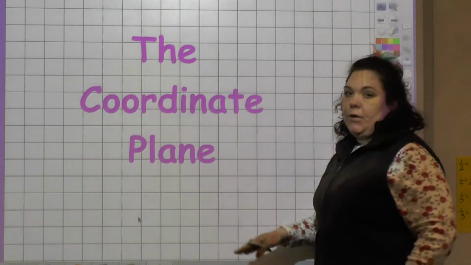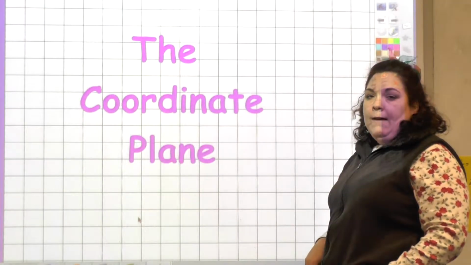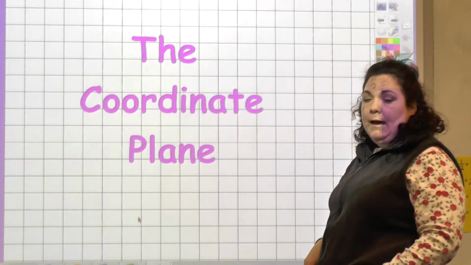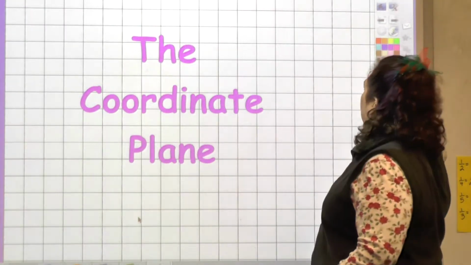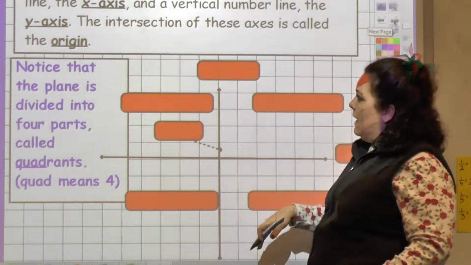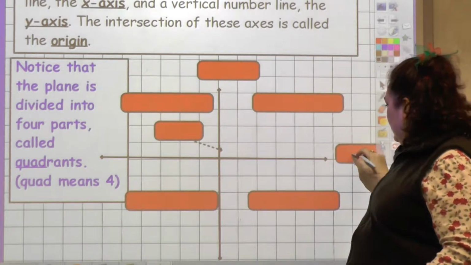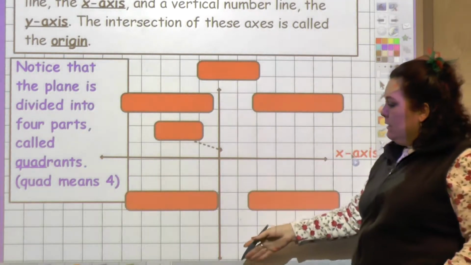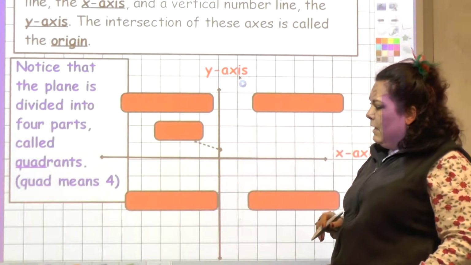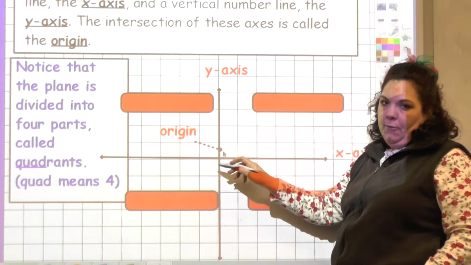Okay, so today we're going to talk about the coordinate plane. And this is the graphing that we've done of ordered pairs, but we've always looked at positive numbers on the number line. So a coordinate plane contains a horizontal number line, that's this, the x-axis, and a vertical number line, that's this, the y-axis, and the origin is right at 0, 0.